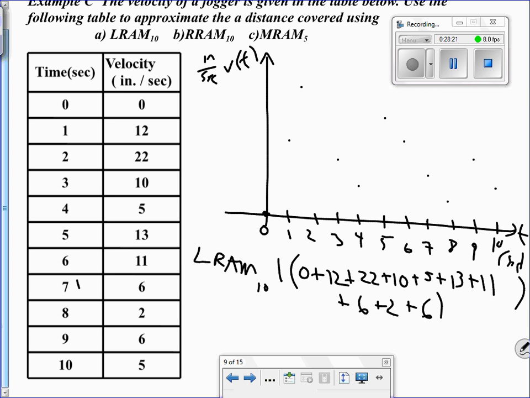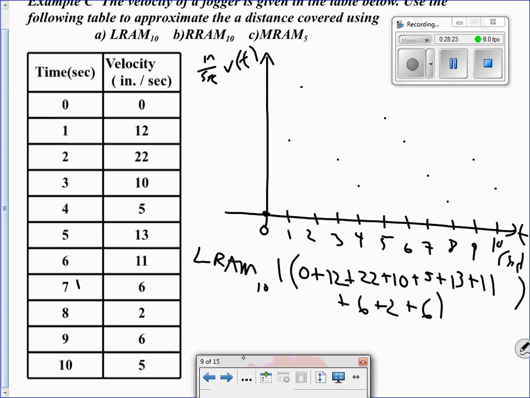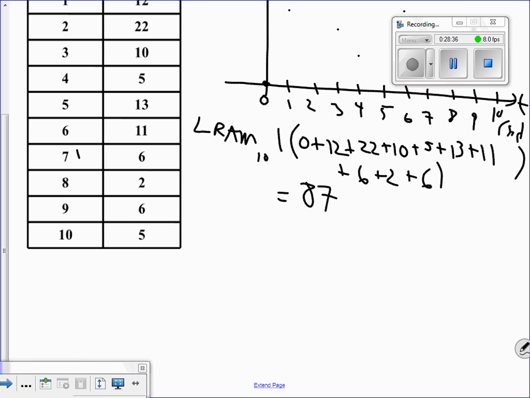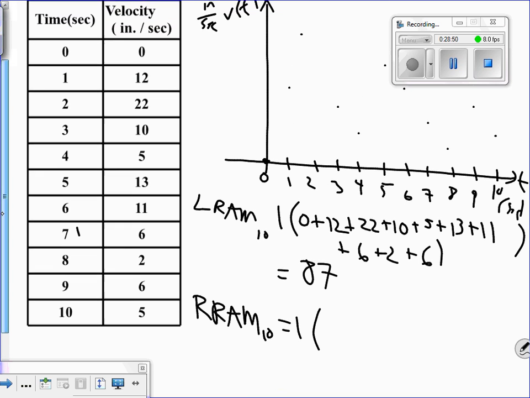All right, we do that. What do we get? 87? That's true. That is 87. Excellent work. Okay, let's try the R round. 10 rectangles again. We got a width of 1. So that's the same. But the heights.